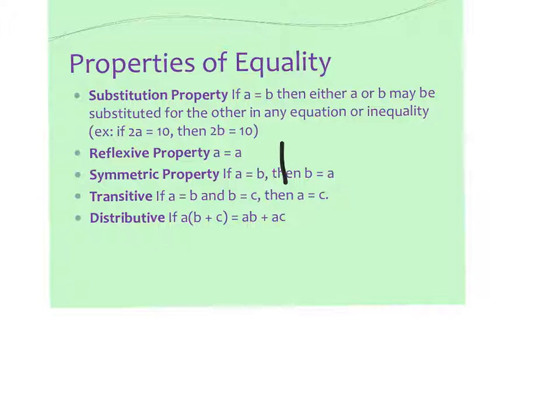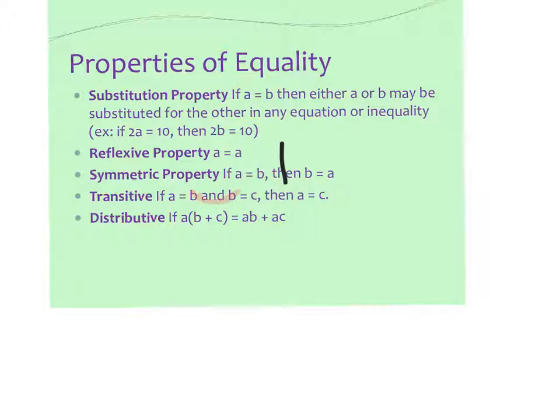And then you have the transitive property. So if A equals B and B equals C, then A equals C. This is sort of like your law of syllogism. Notice these two B's here are the same, just like in the law of syllogism. The conclusion of the first statement was the hypothesis of your second statement.